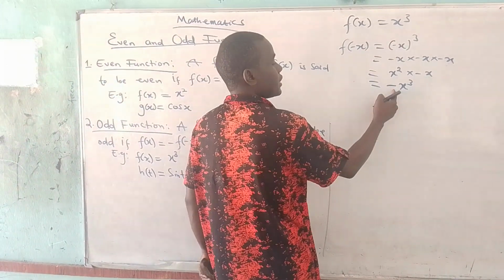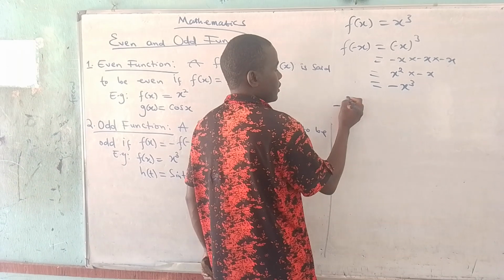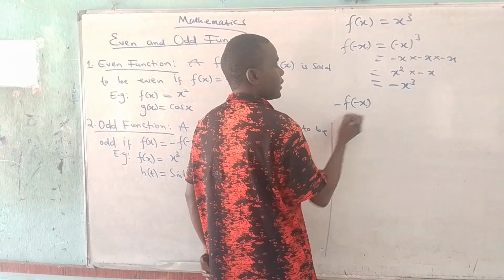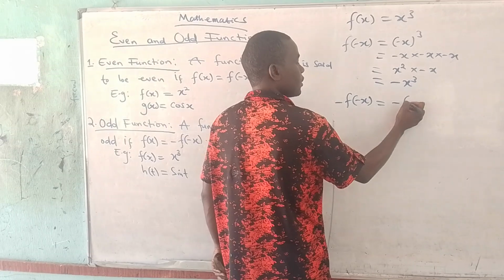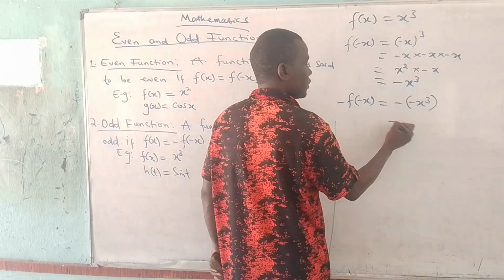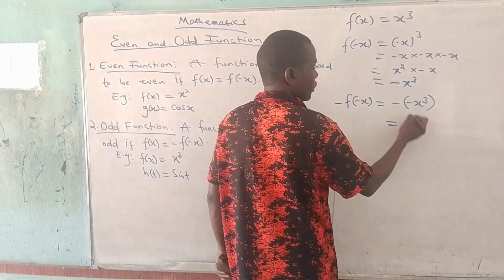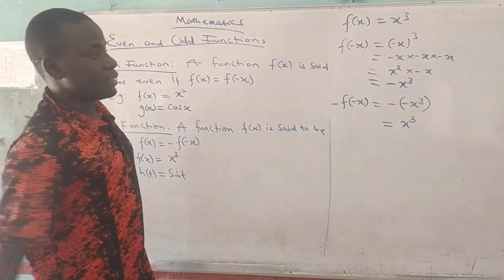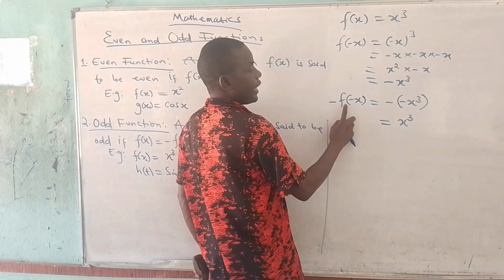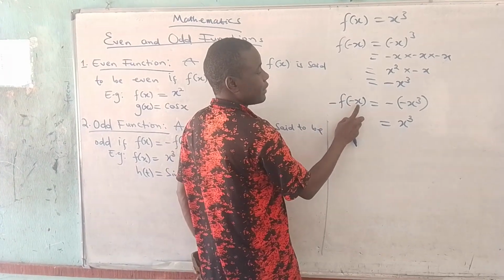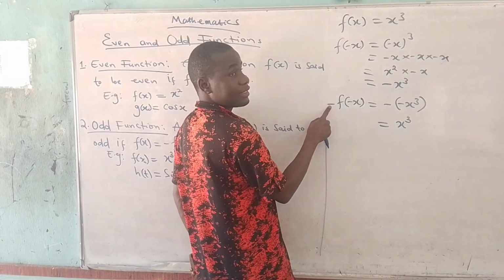So let's multiply this by minus. Then minus f of minus x is equal to minus times minus x cubed, and minus times minus is plus, which is equal to x cubed.